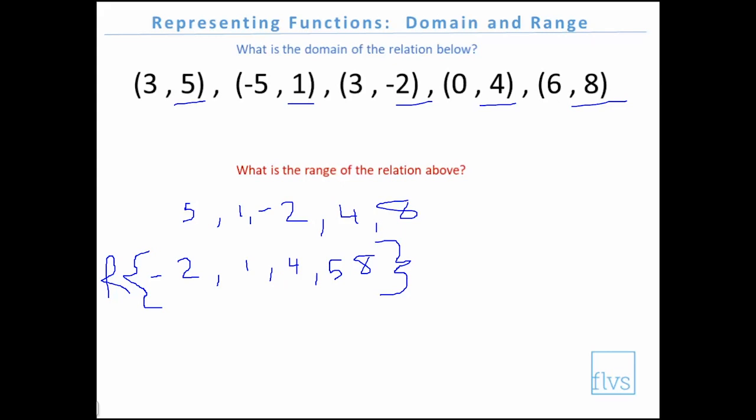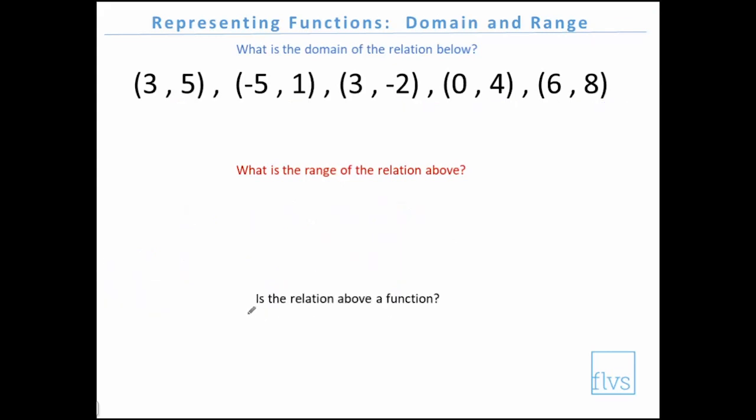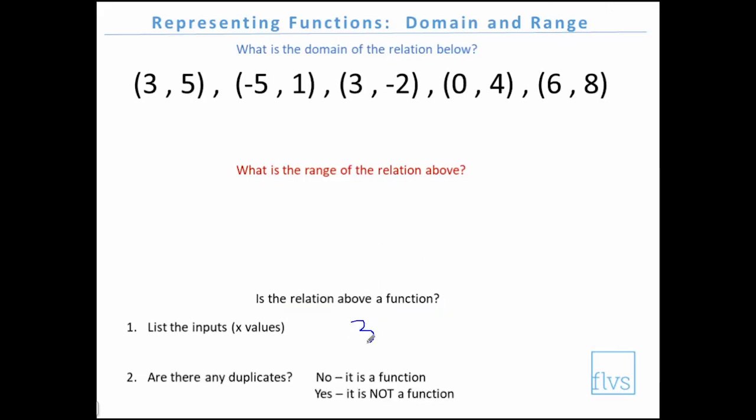And then there's actually a third thing. Is the relation above a function? Remember a couple of lessons ago, we did that graph and we connected the dots, and if it passes the vertical line test, then we know we're good. Well, in this case, all you have to do is list all those input values again. So when we're trying to determine, is a relation a function? In this case, if we list all the X values, we're going to end up with 3, -5, 3 again, 0, and 6.